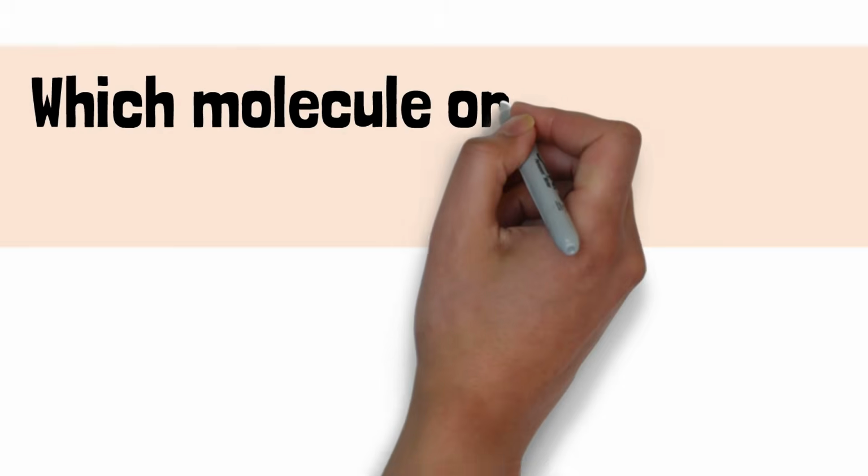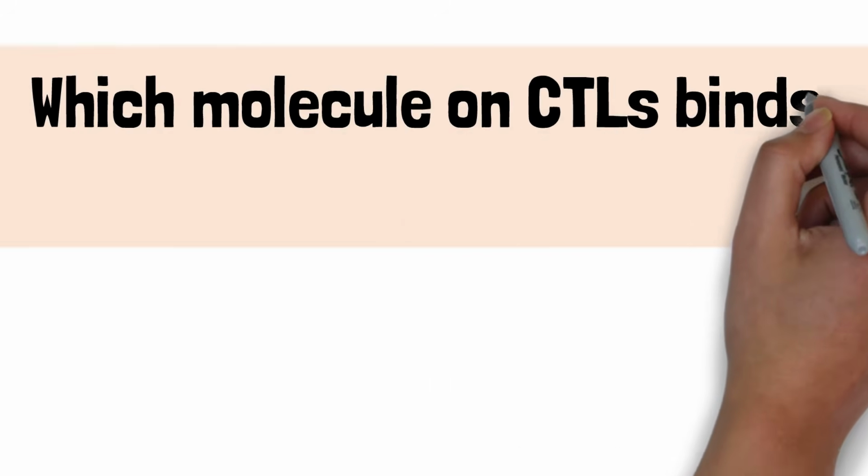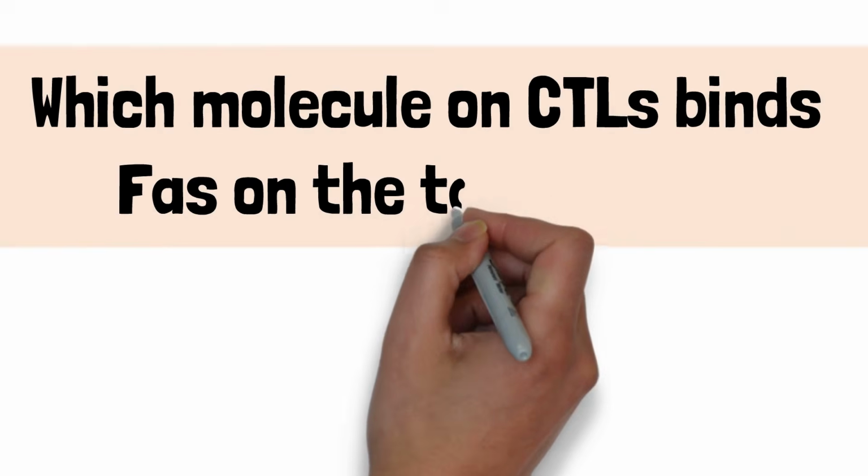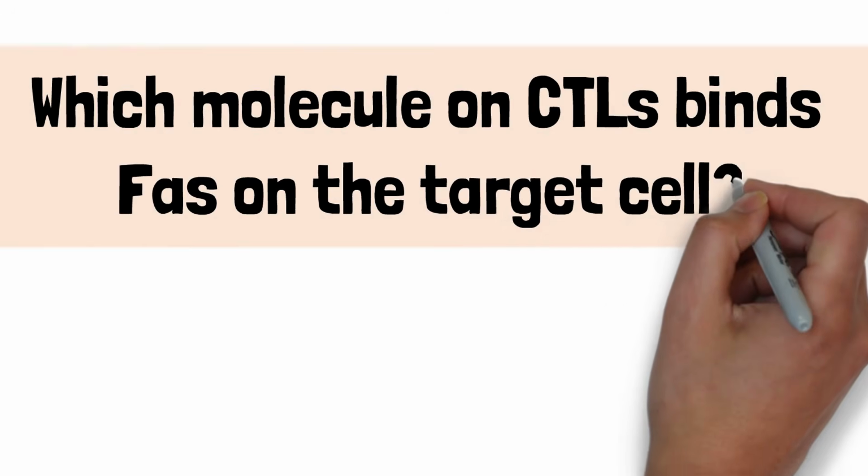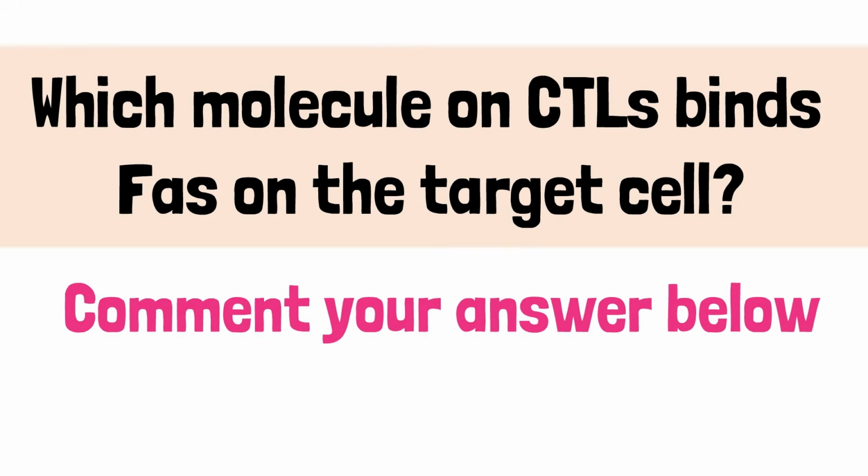Quick check before we move on. Based on what we just covered, which molecule on a CTL's surface binds to FAS on the target cell to trigger caspase activation and apoptosis? Drop your answer in the comments below.